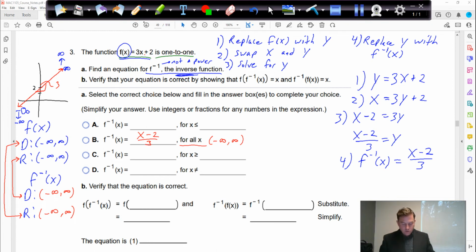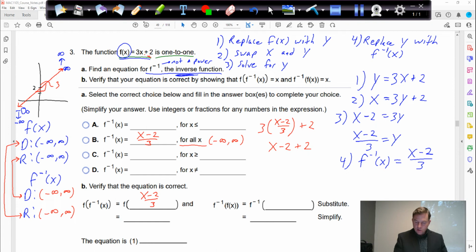And now it says verify that the equation is correct. So they want us to plug in the inverse function into the original function. So we're going to put x minus 2 over 3, all of that, into the x of the original problem. So the original problem was 3 times x. But instead of x, we're going to write x minus 2 over 3. And then they had a plus 2, so we're going to say plus 2. Now these 3's are going to cancel, so you just get x minus 2 on top, and then plus 2, and those 2's will cancel, and you're left with x. So that equals x.